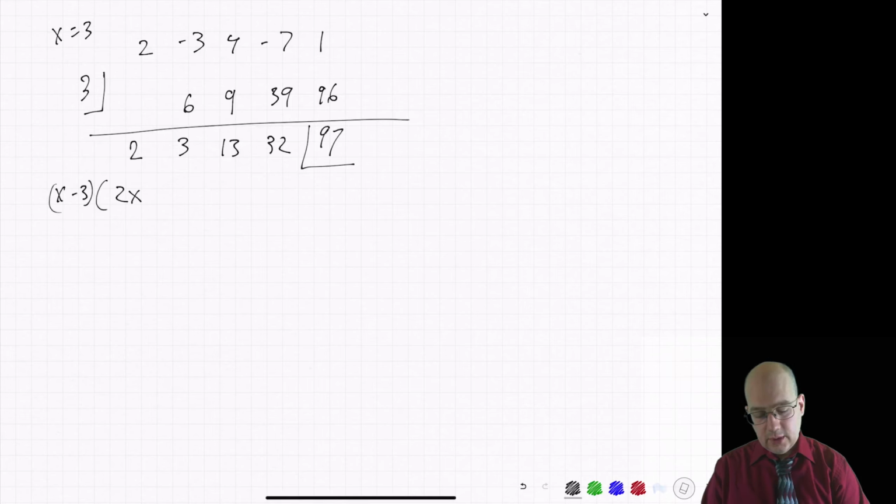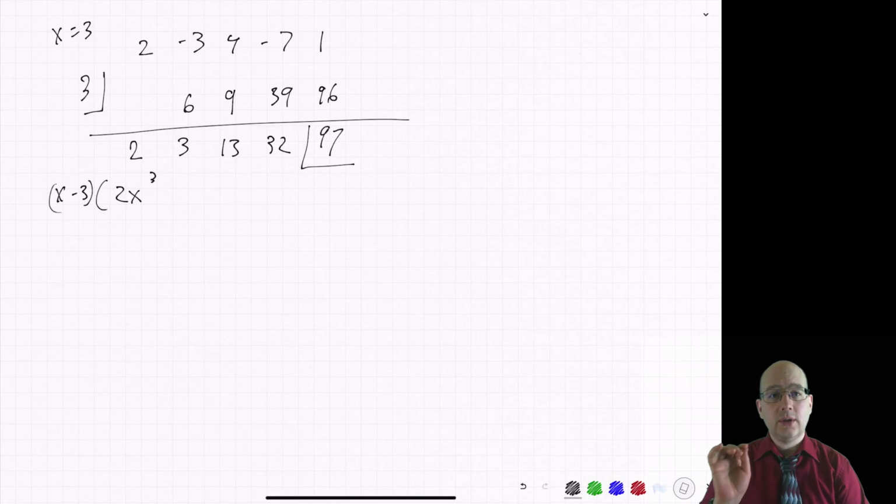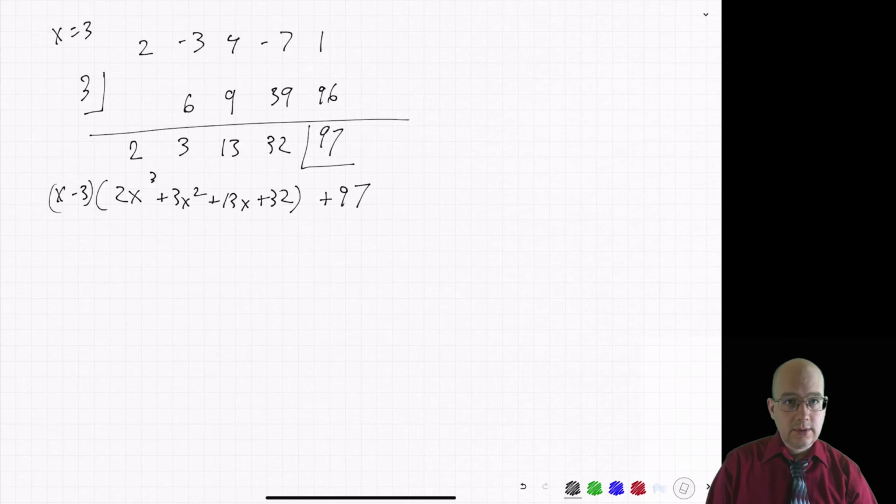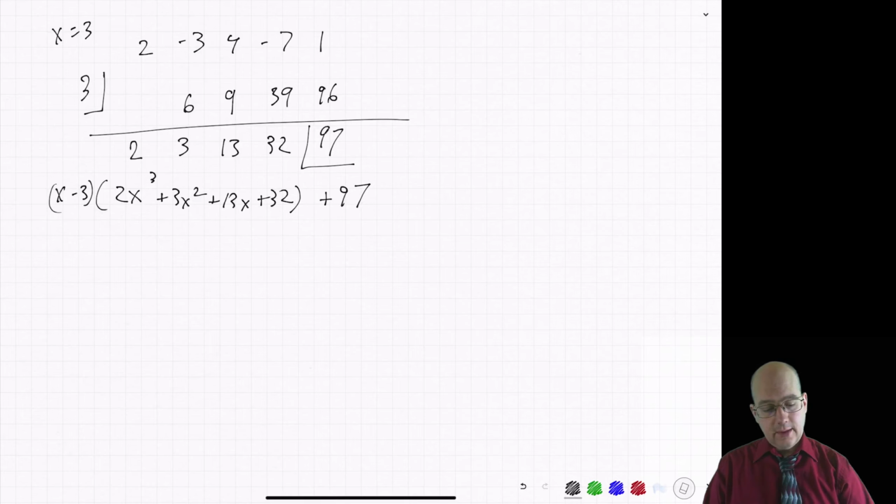But it was a 4th degree polynomial, so the reduced form is, if you divide by one linear factor, you get one less degree. So 2x cubed plus 3x squared plus 13x plus 32 plus 97. And so that's our p of x, and p of 3 is equal to 97.